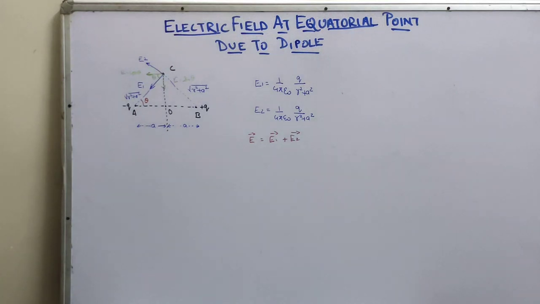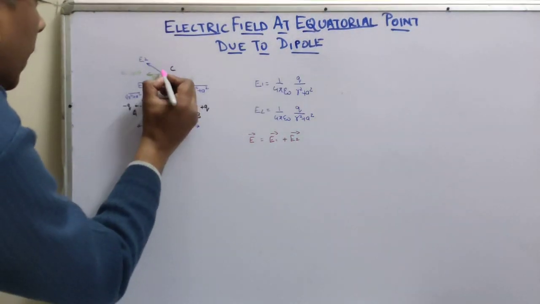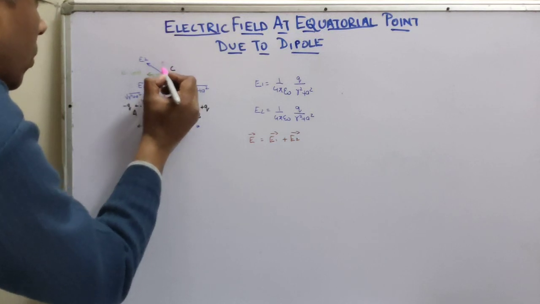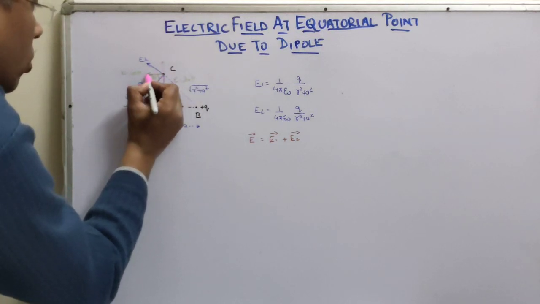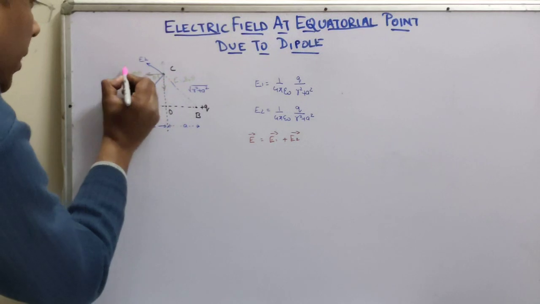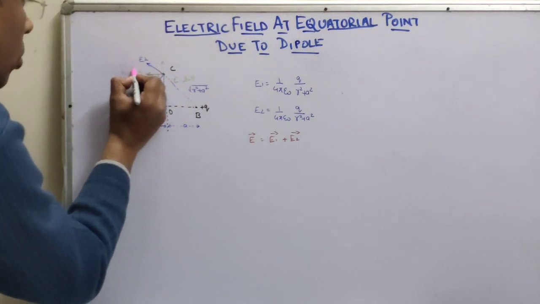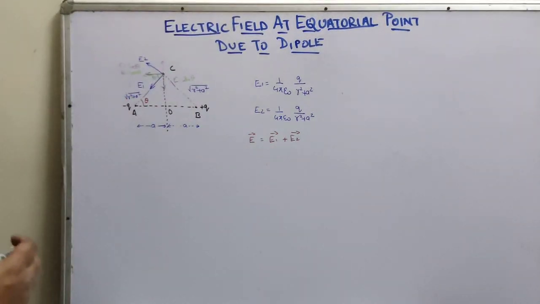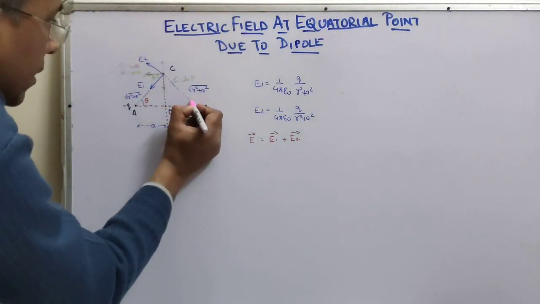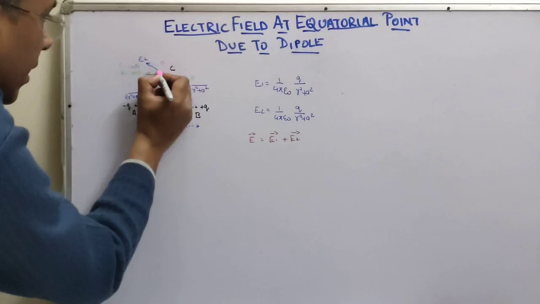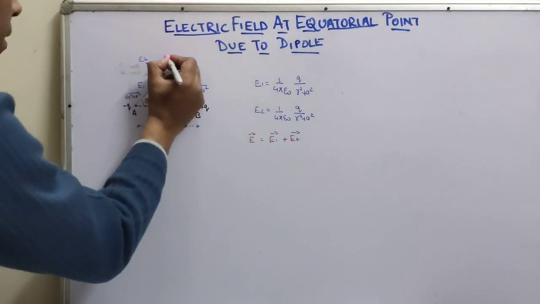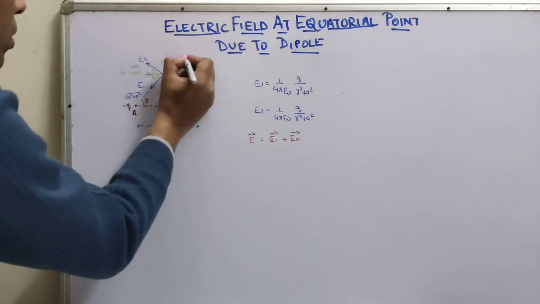Similarly, when I resolve E2 into components, the vertical component and the horizontal component, the horizontal component would be E2 cos theta. Why would it be E2 cos theta? Because if you look at this triangle again, this angle would be theta, and so is this angle. So the vertical component would be E2 sin theta.